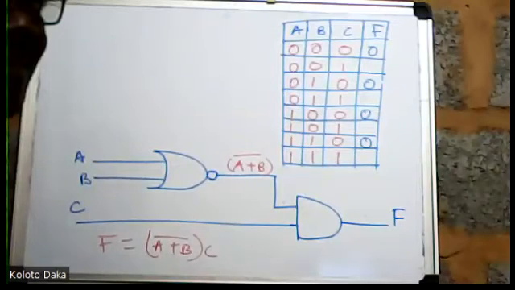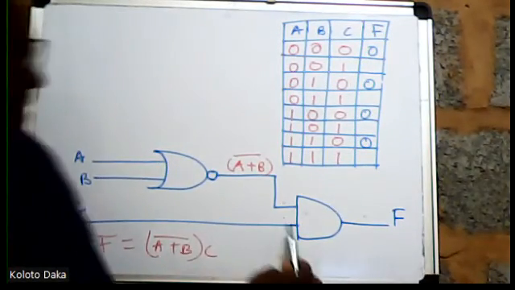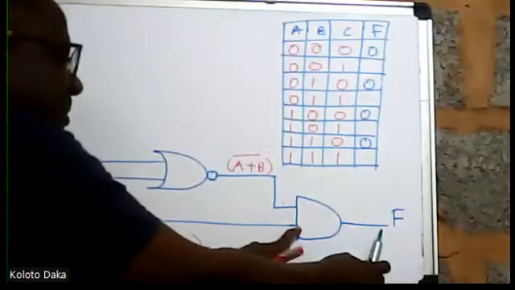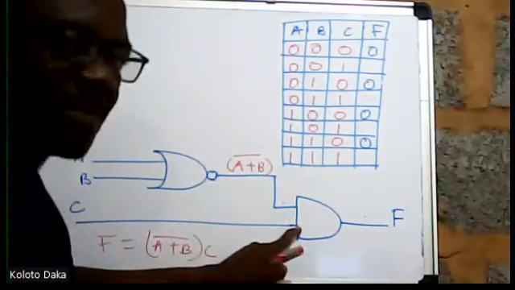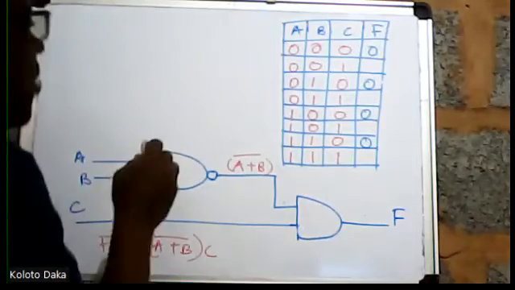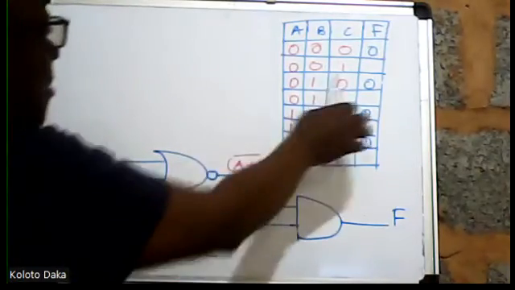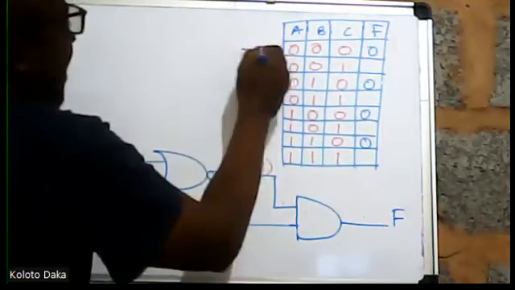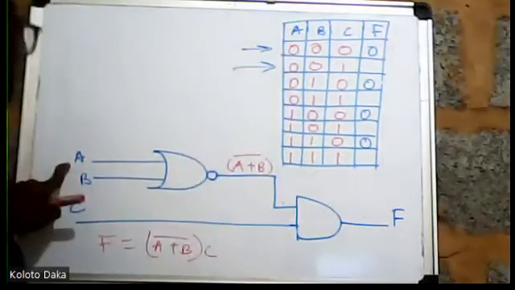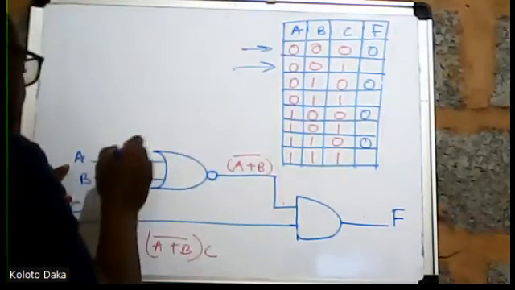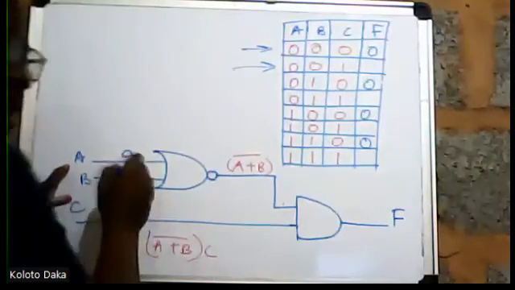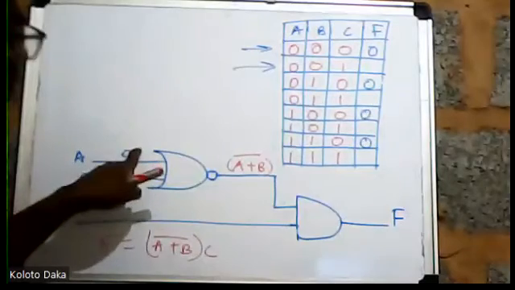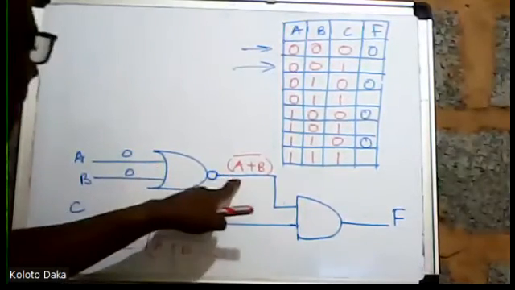Where C is a 1, there must also be a 1 from here to give us a 1. So, let's start. Here we are already done. Let's come here. A is 0. When it is 0 here, it will be 0 there. We have A 0, B 0. What will be here?